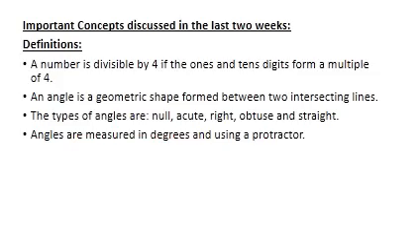First of all, let us remember together the important concepts that we already discussed in the last 2 weeks. First, we learned a trick to check if a number is divisible by 4, and we said that you have to look at the ones and the tens together. They should form a multiple of 4. We also introduced an angle, and we said that an angle is a geometric shape formed between two intersecting lines. An angle could be null, acute, right, obtuse, or straight, and an angle is measured using a protractor.